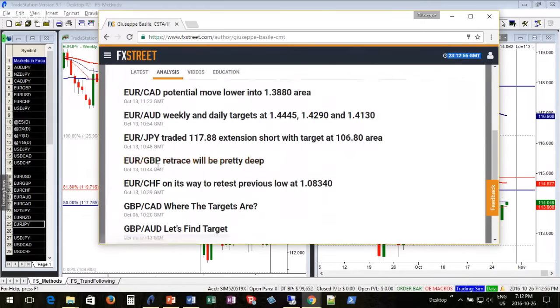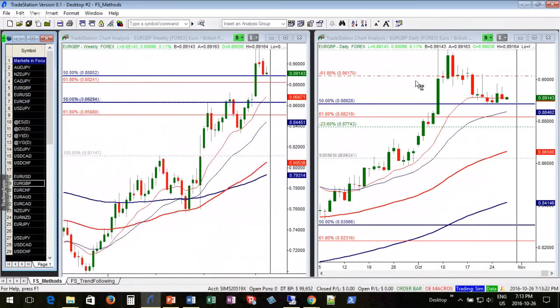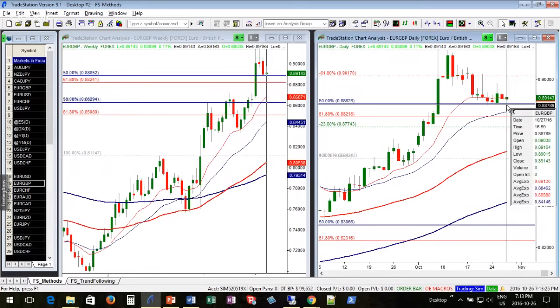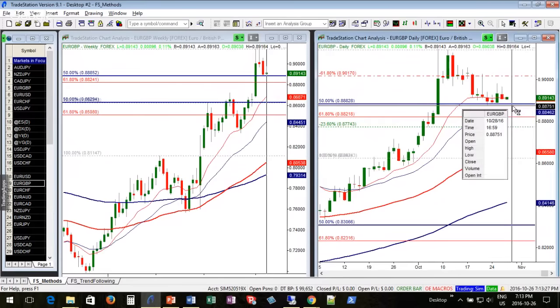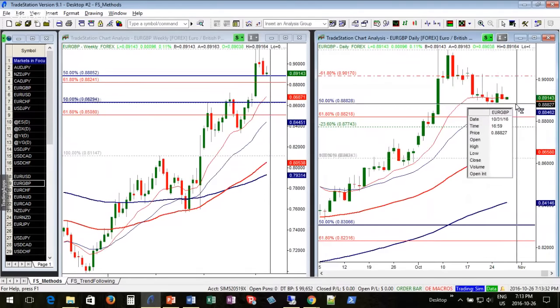Next market I wanted to review is the euro versus the pound, and I mentioned that the retrace will be pretty deep. Now that retrace has not started yet, and I'm going to show you why. Because this market at the moment is on top of a daily resistance. As soon as that daily resistance gives way, we should see this market correcting pretty deep. As you can see here, this is the daily resistance, the 88.80 area, which has acted as a support once. We will see whether that level is retested or not.